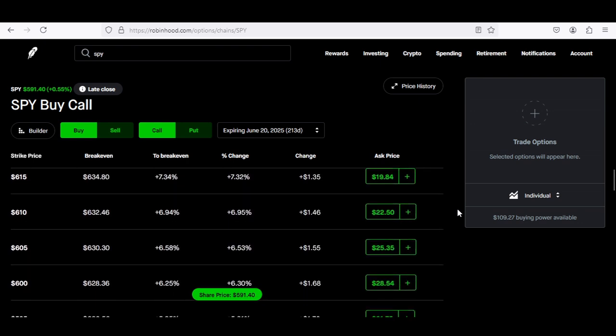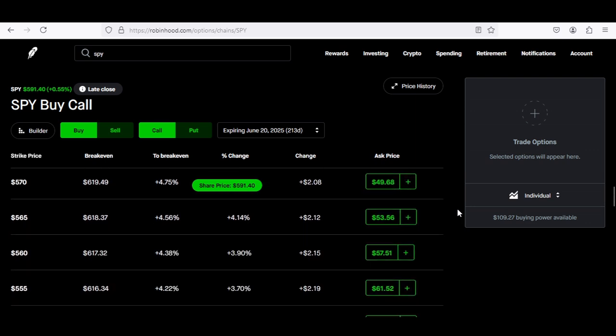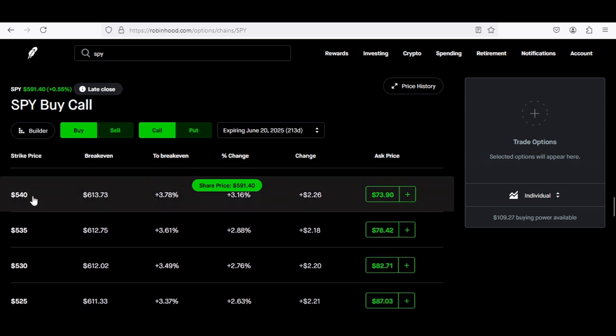Once again, always try to choose your strike price below the current share price. Can you choose the strike price above it? Absolutely. Is it going to be beneficial to you? Most likely not. So we're going to go ahead once again and choose a strike price below the current share price. And I will be going with the 540 strike price.